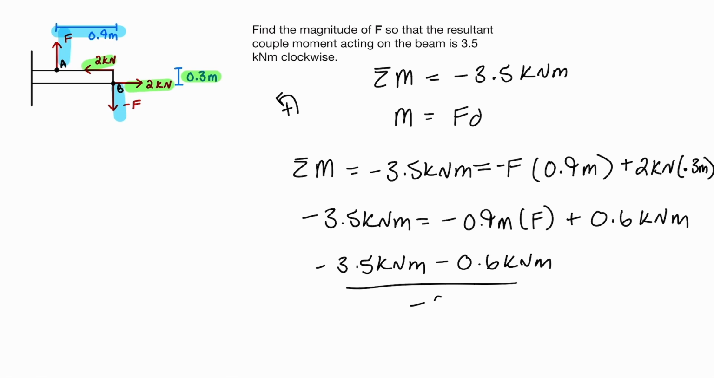And then we can simplify this now to negative 3.5 kilonewton meter minus 0.6 kilonewton meter over negative 0.9 meter, and this will be equal to the force. And so plugging this into your calculator, you'll get the force equals 4.56 kilonewtons. All right, this is the answer, and I hope it helped.